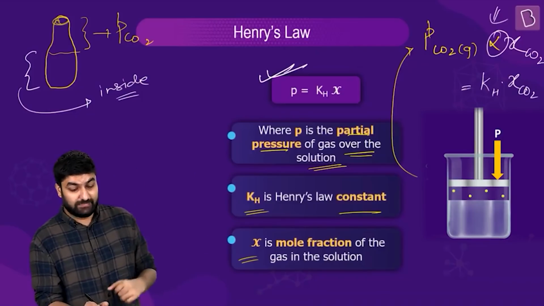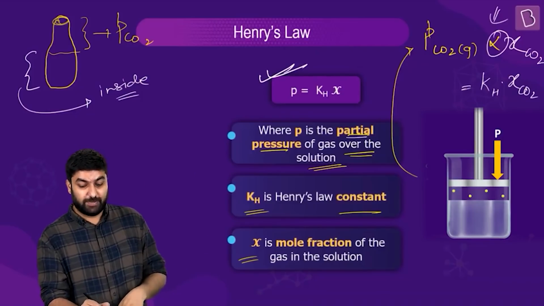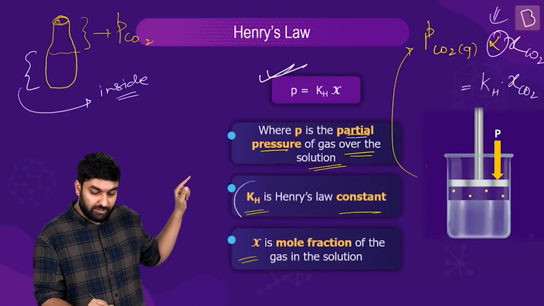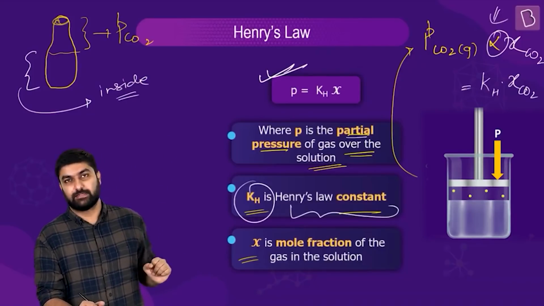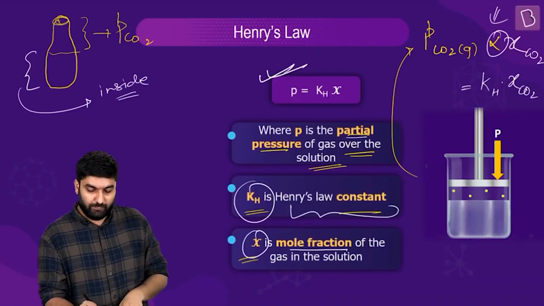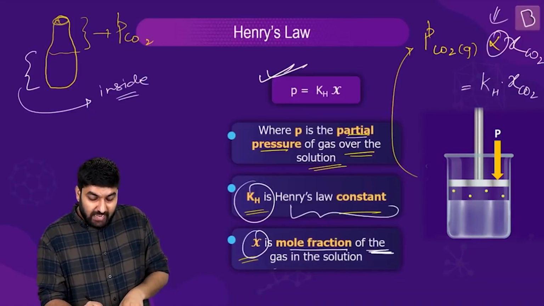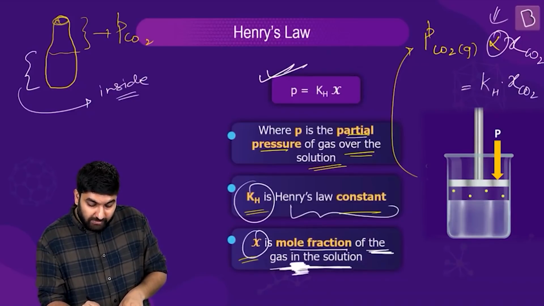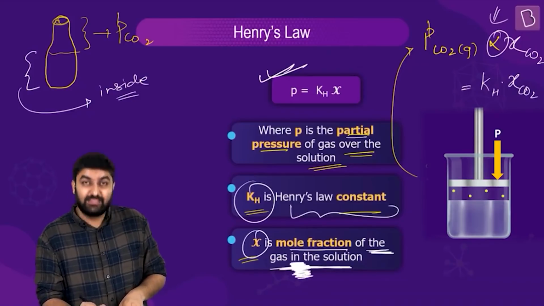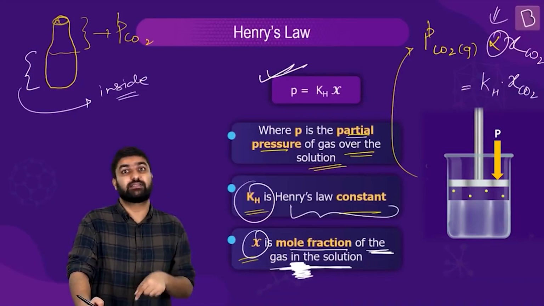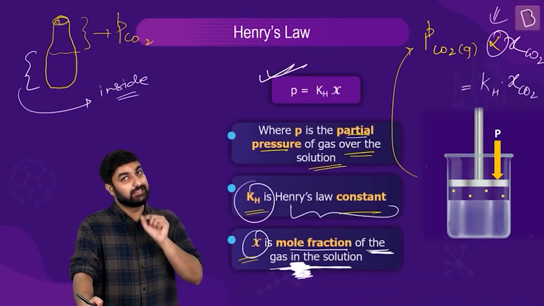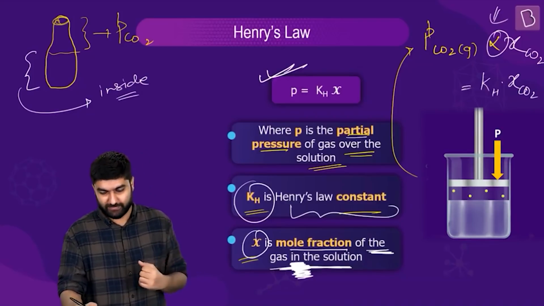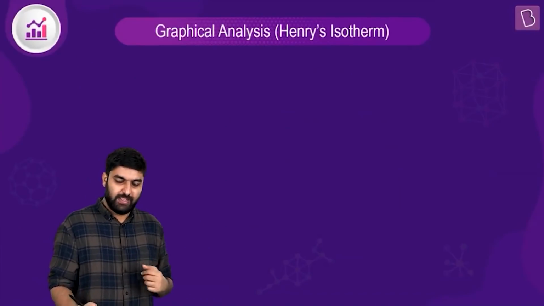Let's read the labelings again. We have P, the partial pressure of the gas over the solution, okay? Then Kh is the Henry's law constant. X here is the mole fraction of the gas in the solution. Read it carefully. What is this saying? It is the mole fraction of the gas in the solution, inside the solution, right? Inside the solution is what we are talking about.